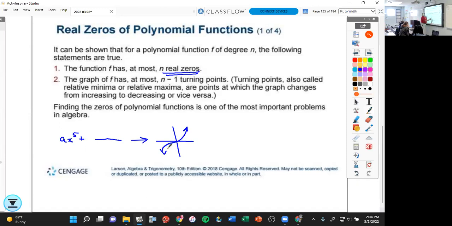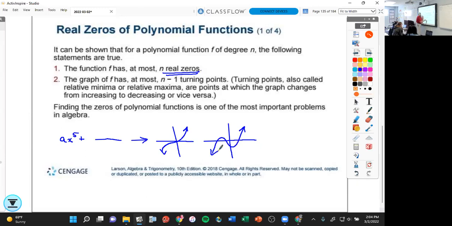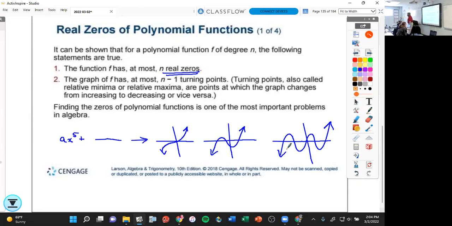A fifth degree polynomial could look like this. How many turning points does that one have? 2. Is that less than 5 minus 1? A fifth degree polynomial could look like this. How many turning points does that have? 4. That's why it says at most. So turning points are also called relative minima and relative maxima. And again, that's where it changes from increasing to decreasing or vice versa.